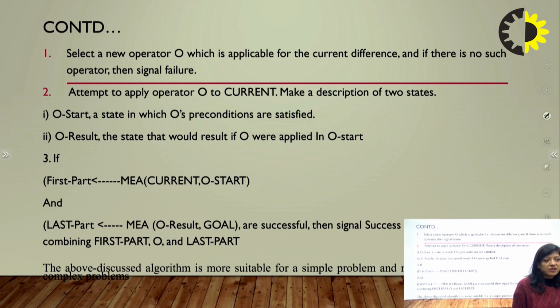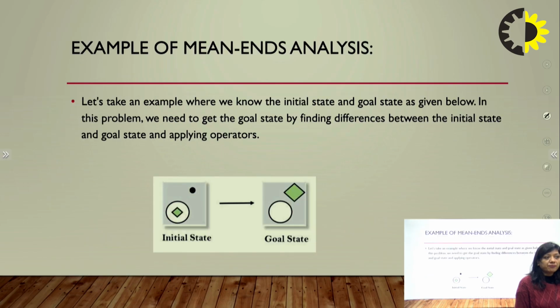The first part tends to current and start, and the last part tends to the result. If these are successful, then signal success and return the combination of the first part and the last part. So this algorithm is more suitable for simple problems, but not suitable for tough and complex problems.